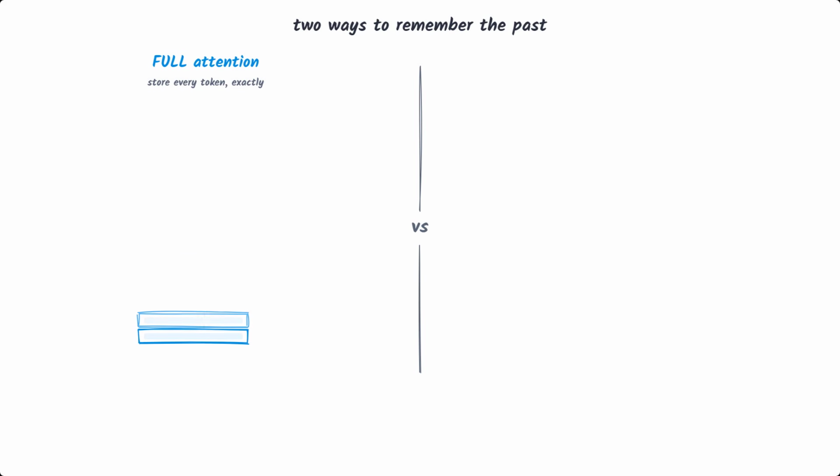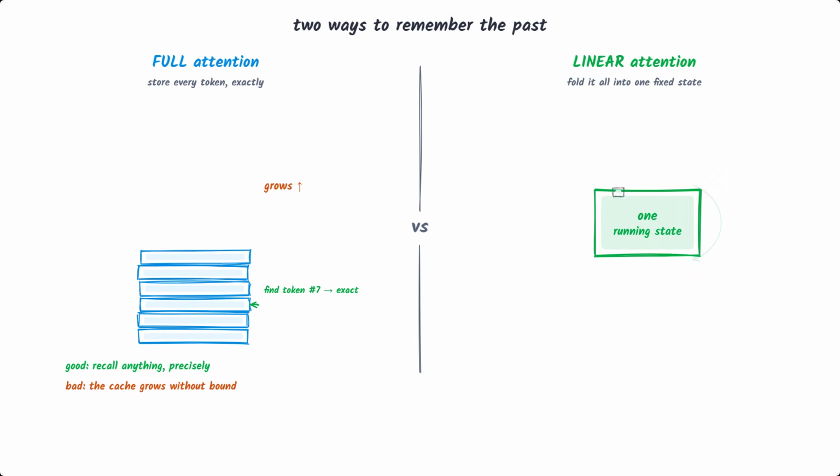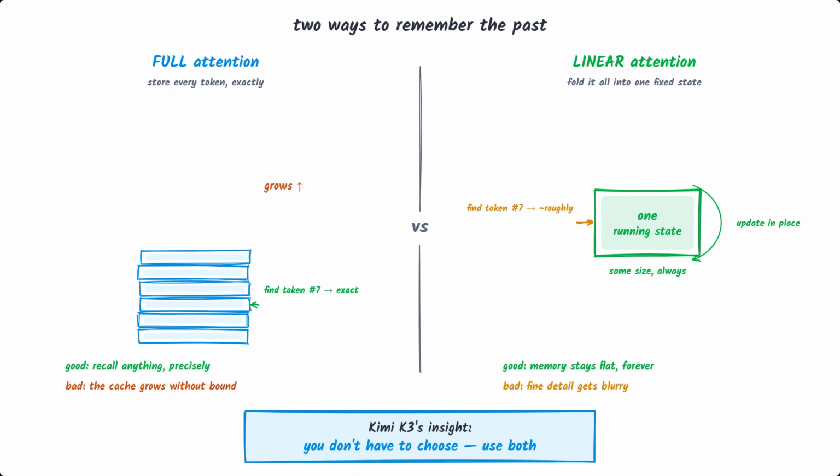The heart of it is a choice between two kinds of attention. Full attention keeps a perfect memory of every past token, precise recall, at the price of a growing cache. Linear attention makes the opposite bet. One fixed-size running state, updated like a notebook instead of an ever-growing stack of pages. Memory stays flat, but squeezing everything into one state blurs the fine detail. Kimi K3's insight: you don't have to choose.